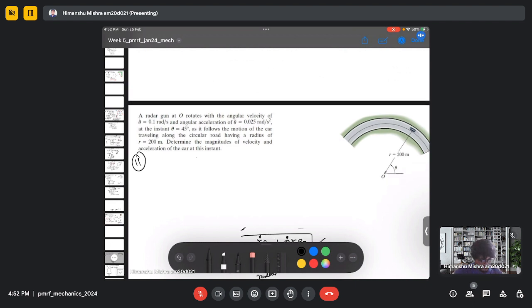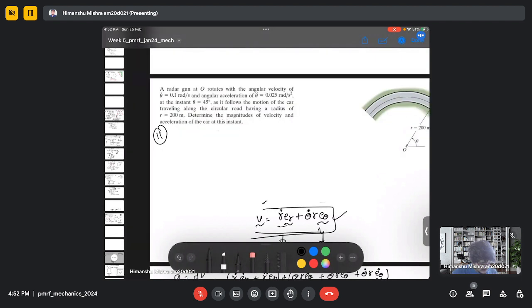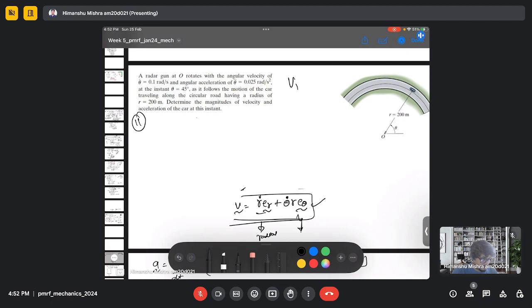So in this question, we have a radar gun at O that rotates with an angular velocity theta dot of 0.1 rad per second, and angular acceleration theta double dot of 0.025 rad per second square, at the instant theta equals 45 degrees. It follows the motion of a car traveling along a circular road having a radius r of 200 meter. Determine the magnitudes of velocity and acceleration. So basically we need to calculate Vr, V theta, Ar and A theta, and from that we can calculate the magnitude of velocity and acceleration.